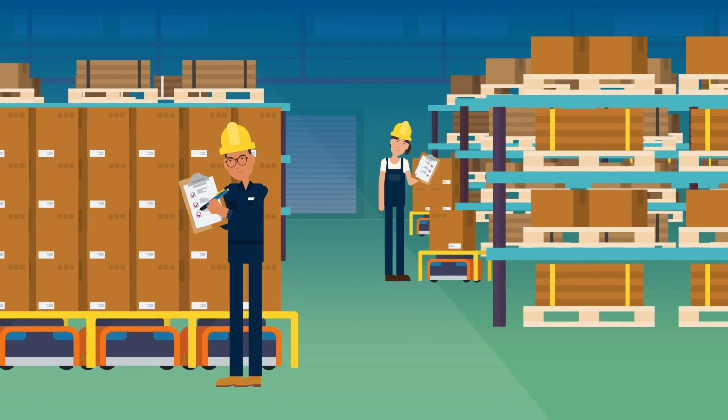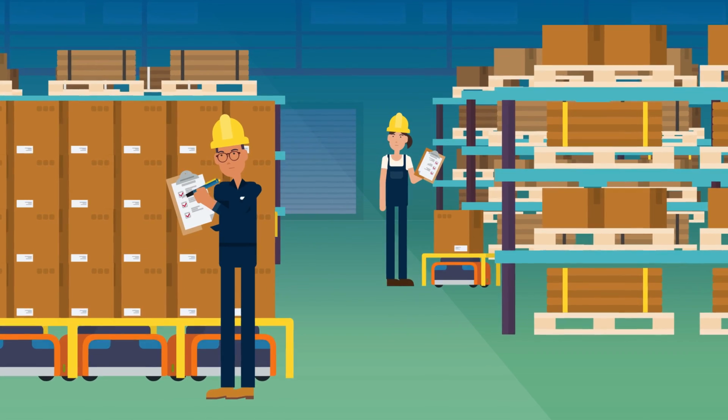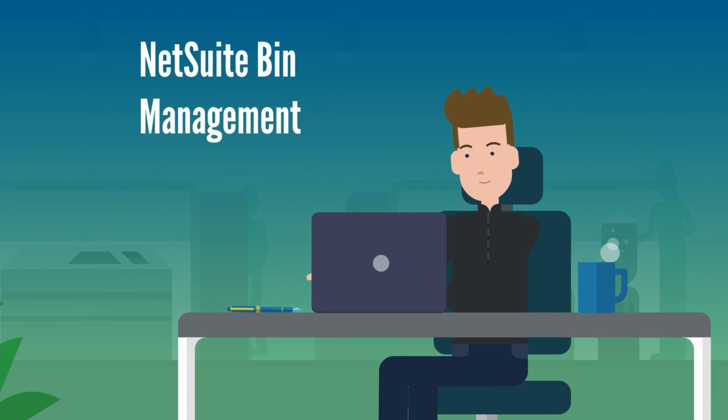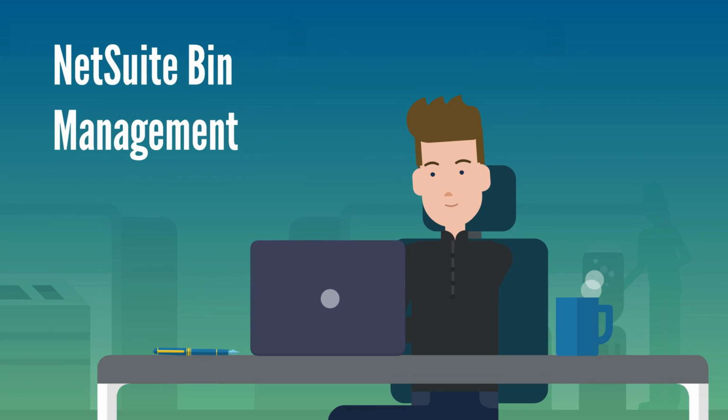How organized is your warehouse? The NetSuite Bin Management feature keeps your warehouses organized and streamlined. With this feature, you can assign and track inventory in specific bin locations. That means you always know where your inventory is going, where it is, and where to grab it when you're fulfilling an order. Let's take a look at how to set up and use bin management.